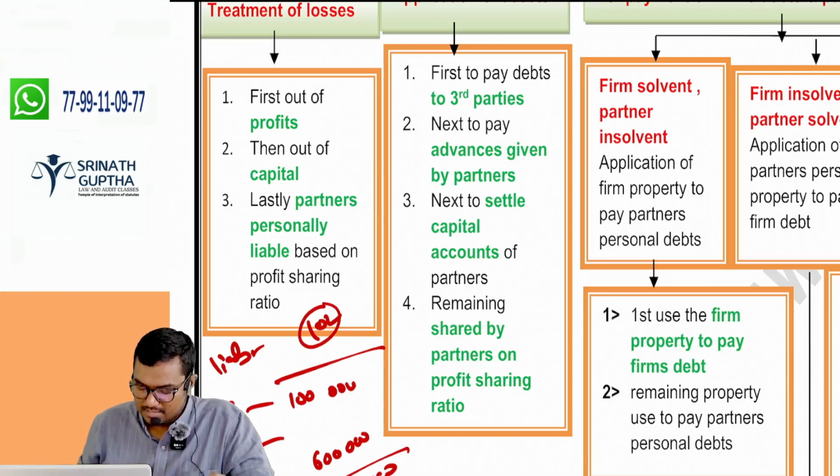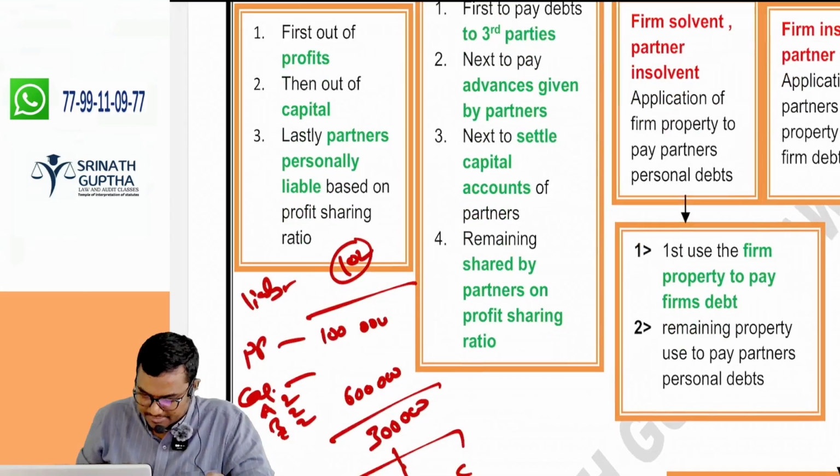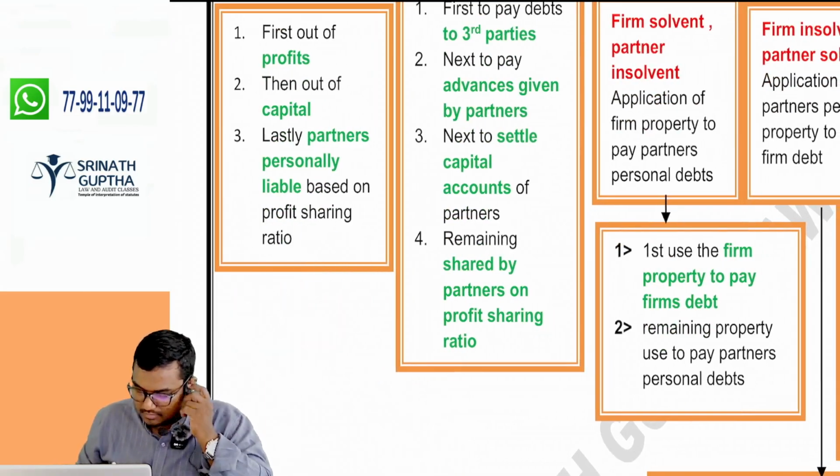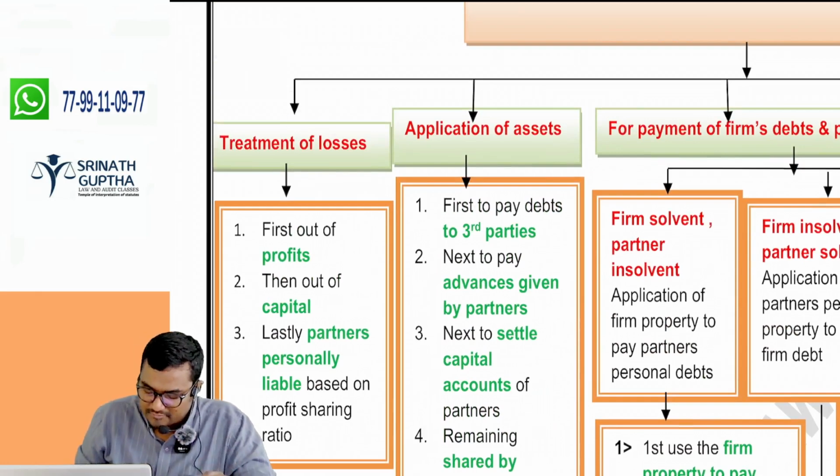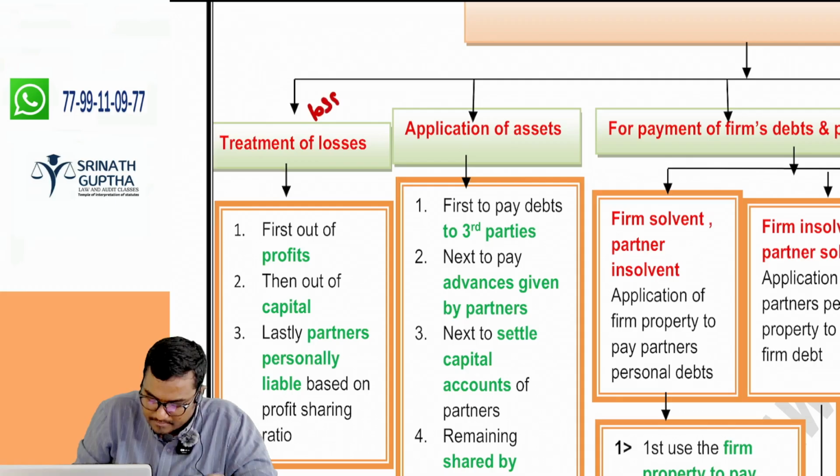Done. And application of assets. That means when the firm is closed, the firm is in losses or the firm is in profits. The firm is in profits when we are closing.